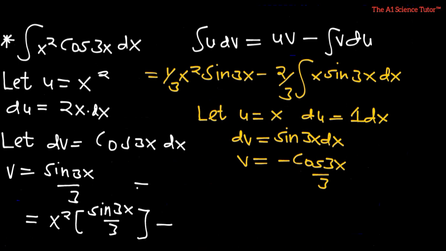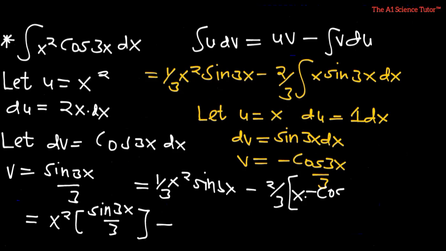So that is going to be 1 over 3 x squared sine 3x minus 2 over 3. And so this is going to be, we need to have a uv, so u is x multiplied by v. Now this is v. So that will be negative cosine 3x over 3. And then this will be integral v du. So we know this is v.